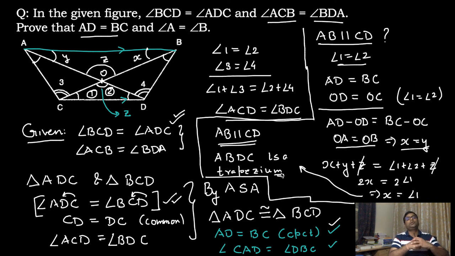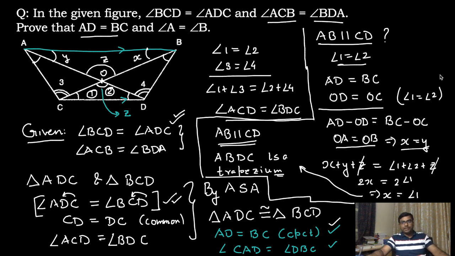Okay, so that's how you should be solving more problems. Whatever is given, that's fine. You arrive at the solution and the result, but also try to see whether we can really do something more about it. What else? There are many other things which you can prove from here. For example, this is also an isosceles trapezium. Isosceles trapezium means the non-parallel sides are equal. Also, the base angles are equal.